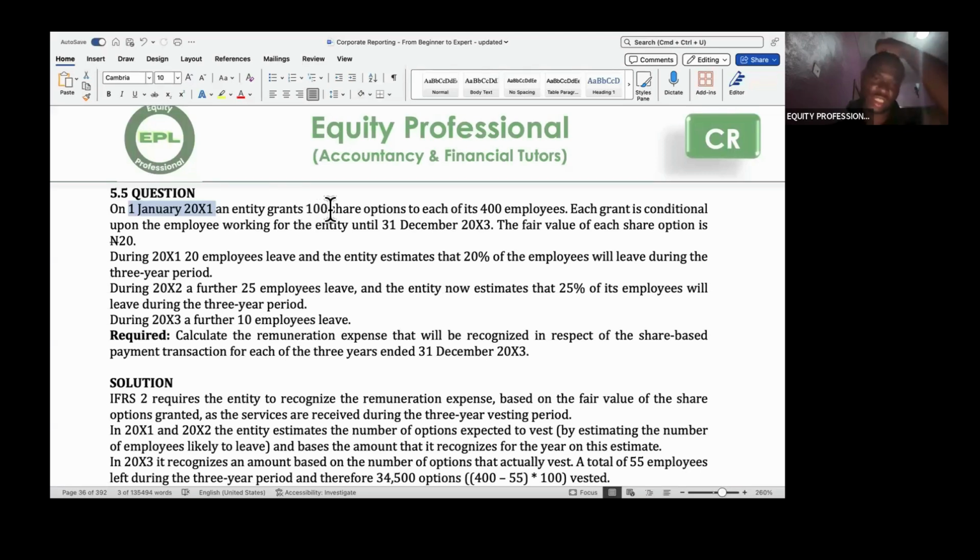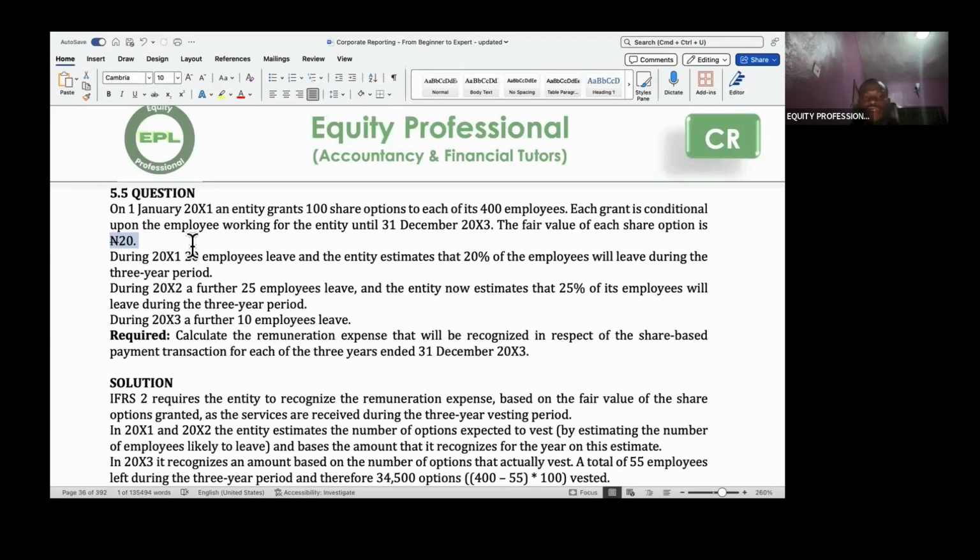So we give 100 share options to each of its 400 employees. Each grant is conditional upon the employee working until 31st December 2003. So that means the vesting period is 3 years and 31st December 2003 is the vesting date. We're now told that the fair value of each option is 20 naira. So this 20 naira is how we're going to measure that option, because equity settled share-based payment is measured at the fair value of the option at the grant date, which we have been given.